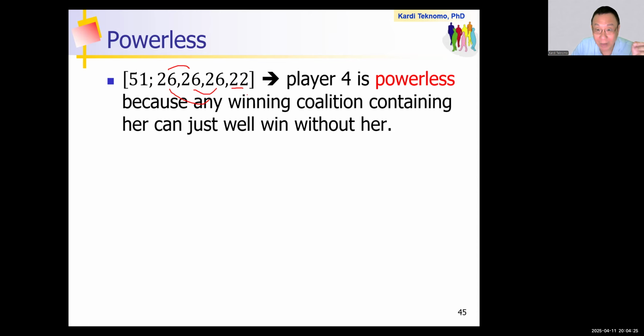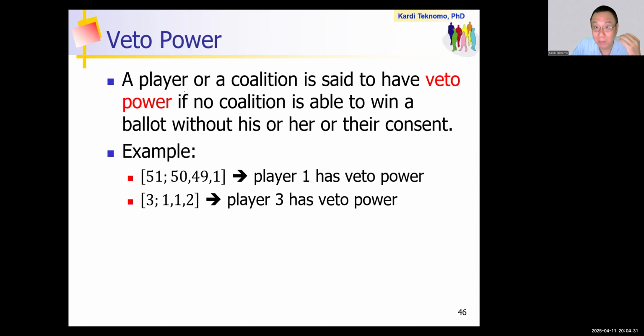Okay, in the UN, we have what is called veto power. How are we going to put that into mathematics? A player or a coalition is said to have veto power if no coalition is able to win a ballot without his, her, or their consent.